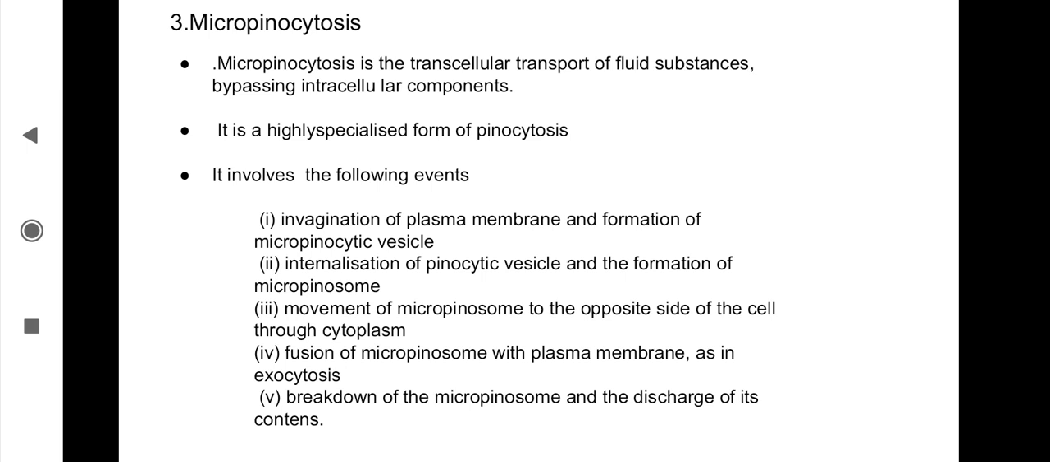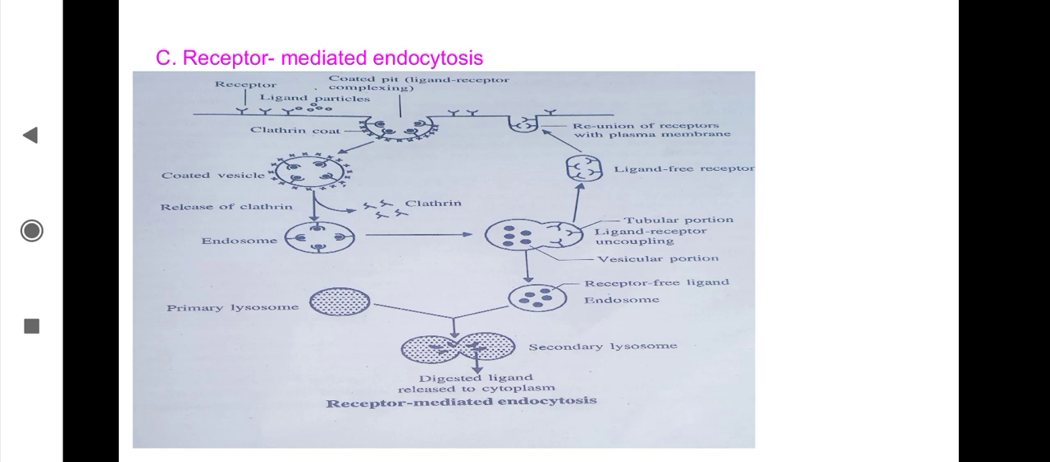The endocytosis, especially phagocytosis, is a specific or more or less selective process. It involves the contraction of actin and myosin filaments of the cytoplasm and ATP utilization. The third one is receptor mediated endocytosis.